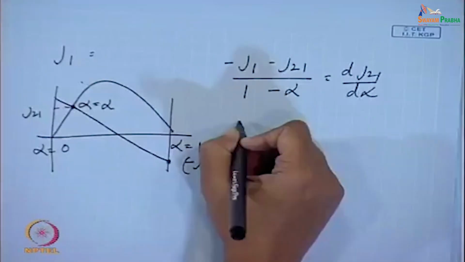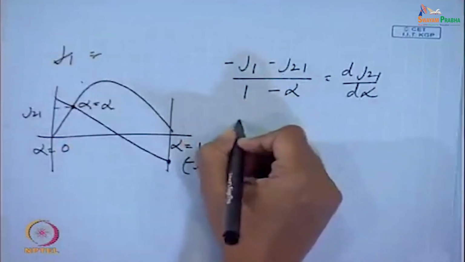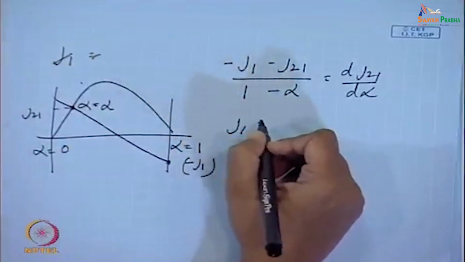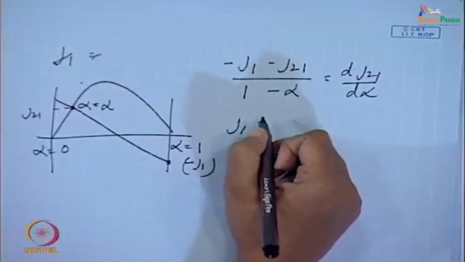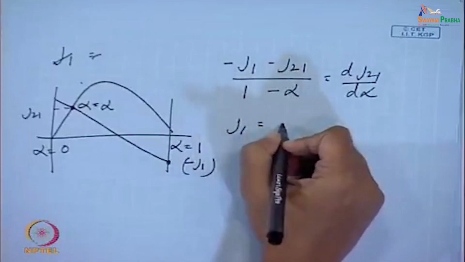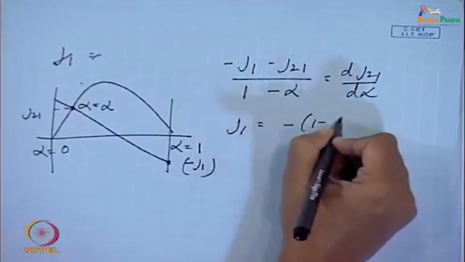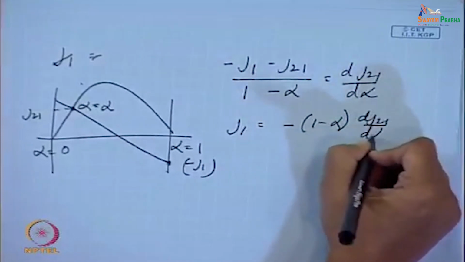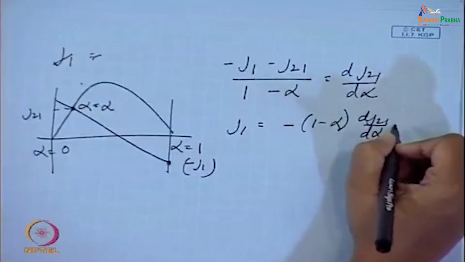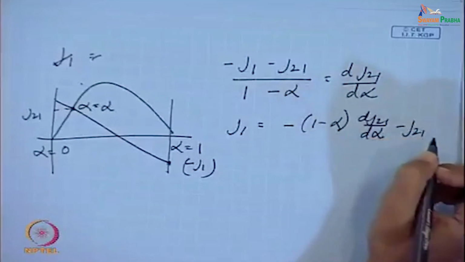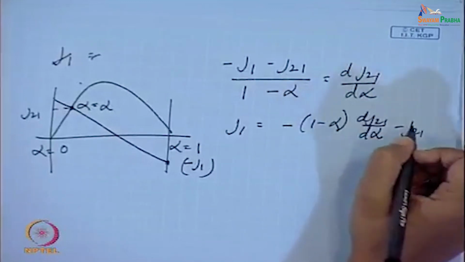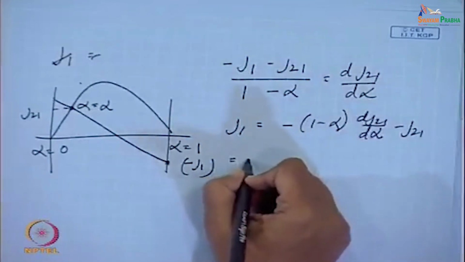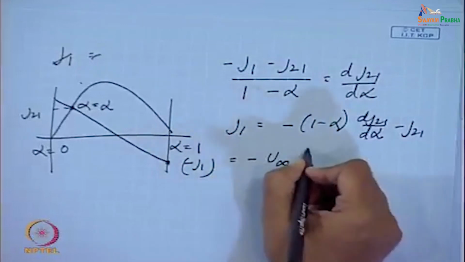So, if we do it, then in this case what do we get? We get, just substitute it and you see what you are going to get. This J1 is nothing but minus of 1 minus alpha dJ21 d alpha minus J21, is it not? Or this gives you, if you write it down, you get minus u infinity.